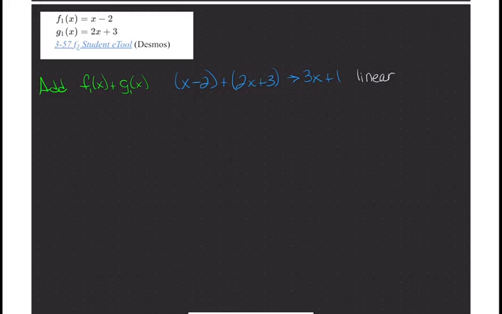Then they want us to subtract. So they want us to subtract f of x minus g of x. So our f of x was x minus 2, and they want us to subtract 2x plus 3. So what are we going to get? x minus 2x is going to give us negative x.